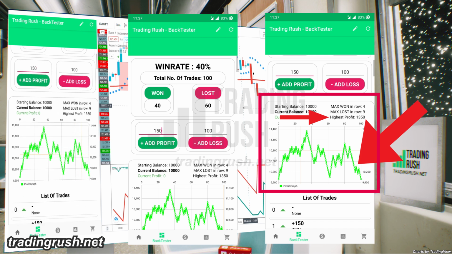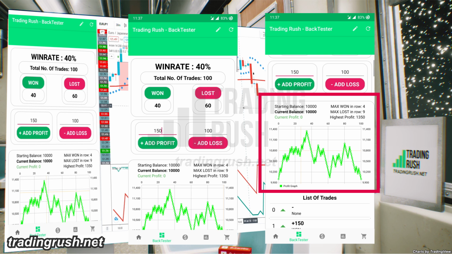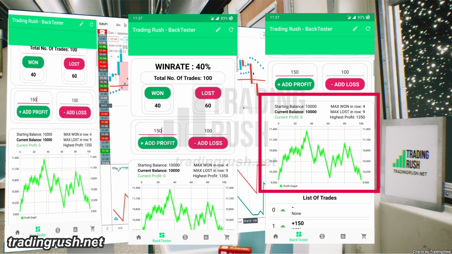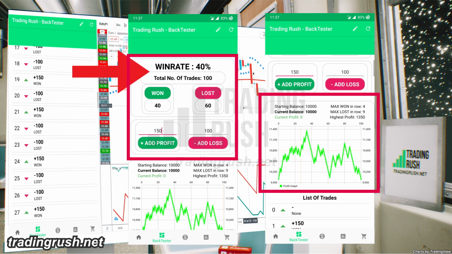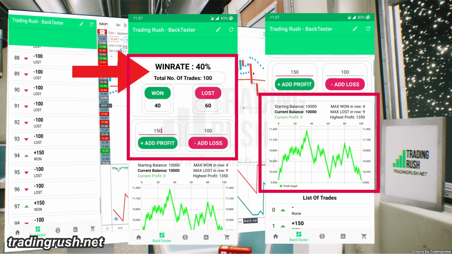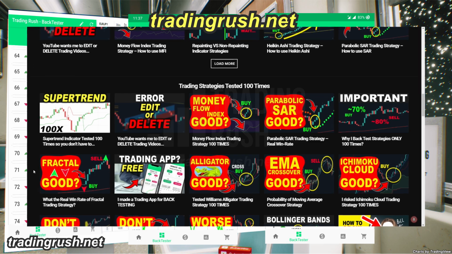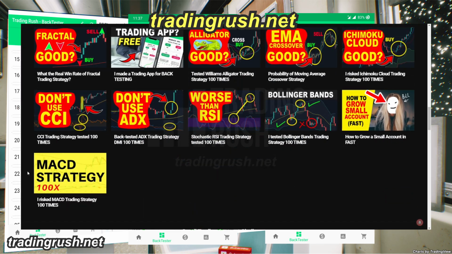If you are thinking about trading using the Aroon indicator, remember, Aroon is good when it comes to identifying the strength of a trend, or to determine if the market is in a range or not. When it comes to taking trades only based on entry signals given by the Aroon indicator, you are better off with some other indicator. I have tested many other indicators 100 times on this channel. Some of them had excellent win rates.